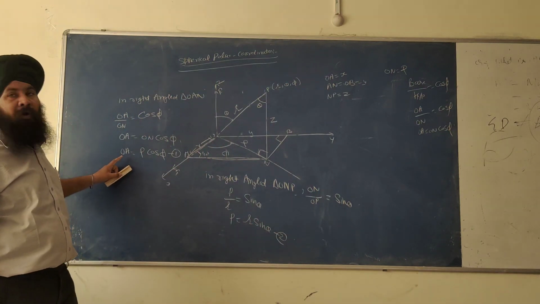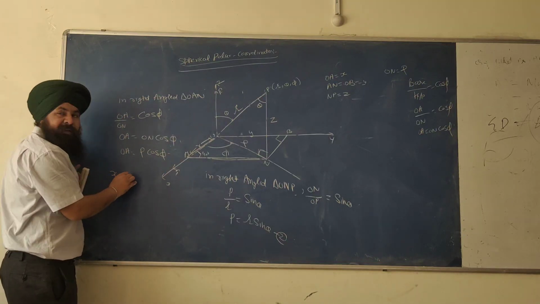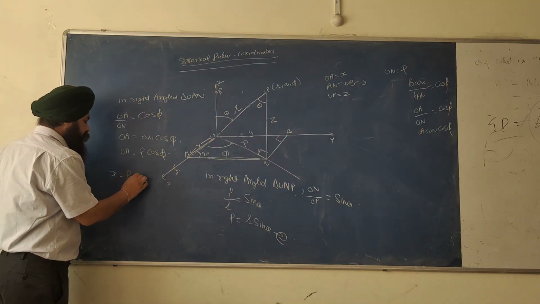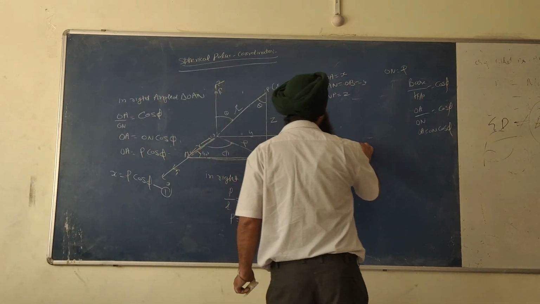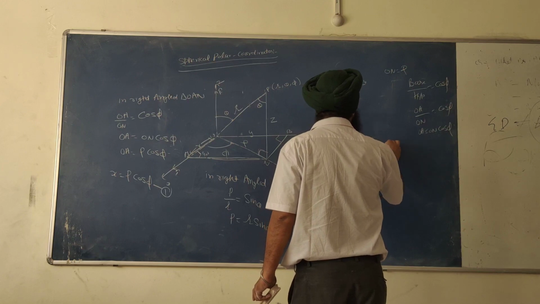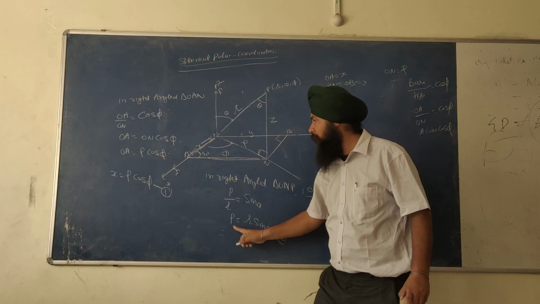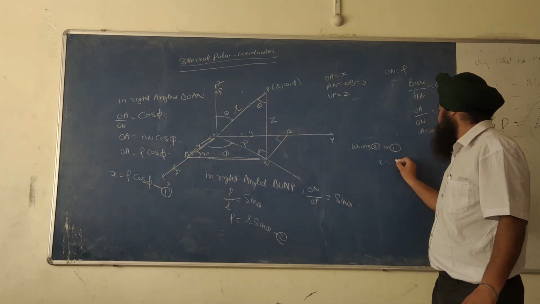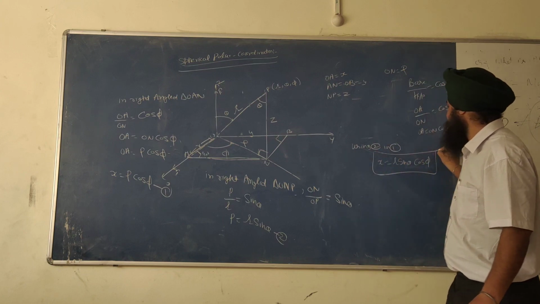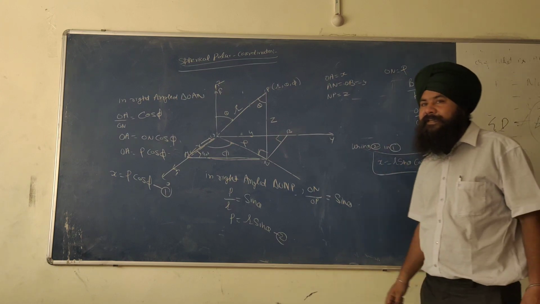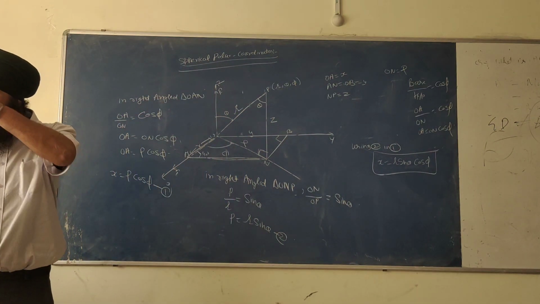What is OA? OA is x. So I can write, please keep point, x is equal to rho cos phi. This is question number 1. Using 2 in 1, what am I getting? X is equal to, instead of rho, I will write r sin theta, r sin theta cos phi. This is the final answer. X is equal to r sin theta cos phi.